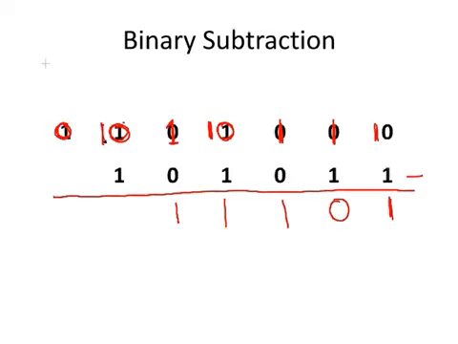And again, another borrowing. We're going to borrow this 1 here and put it here. 10 minus 1, that just gives us 1. So that's the answer there: 111101. And that is 61 in decimal.